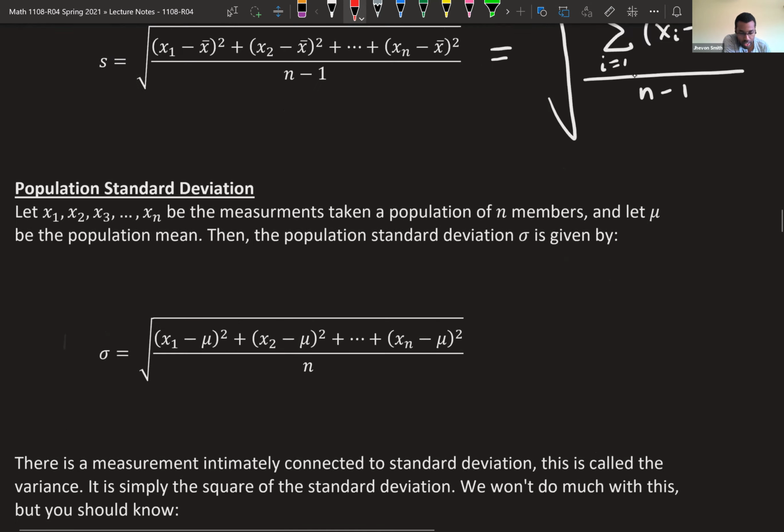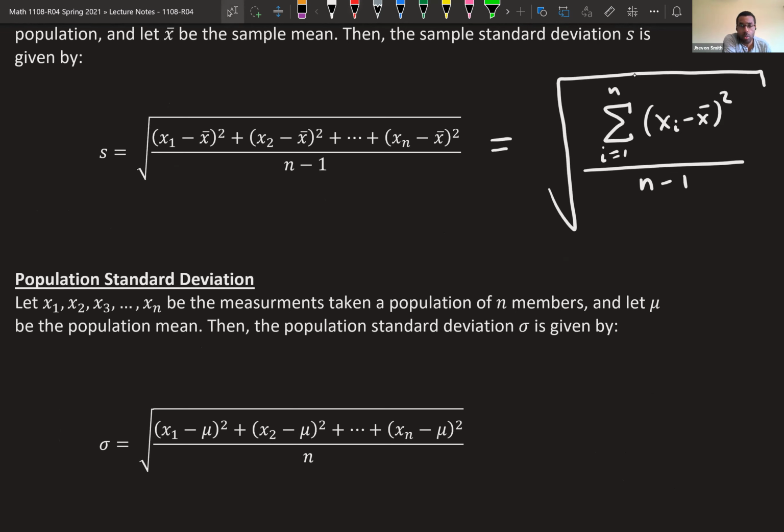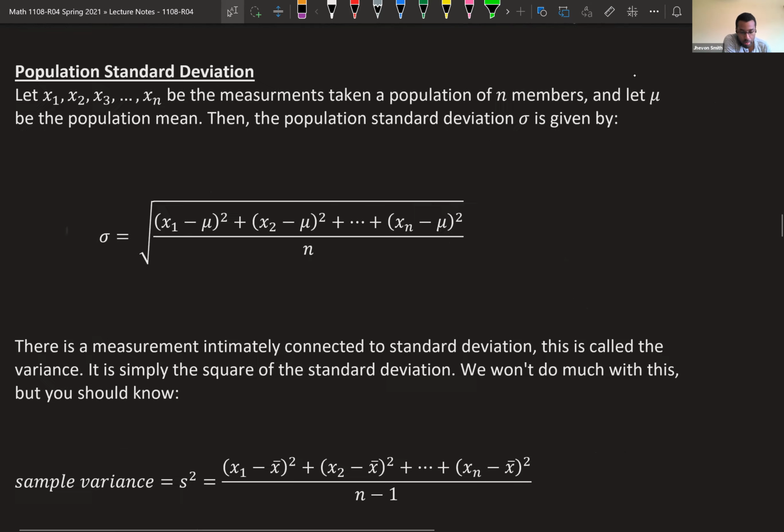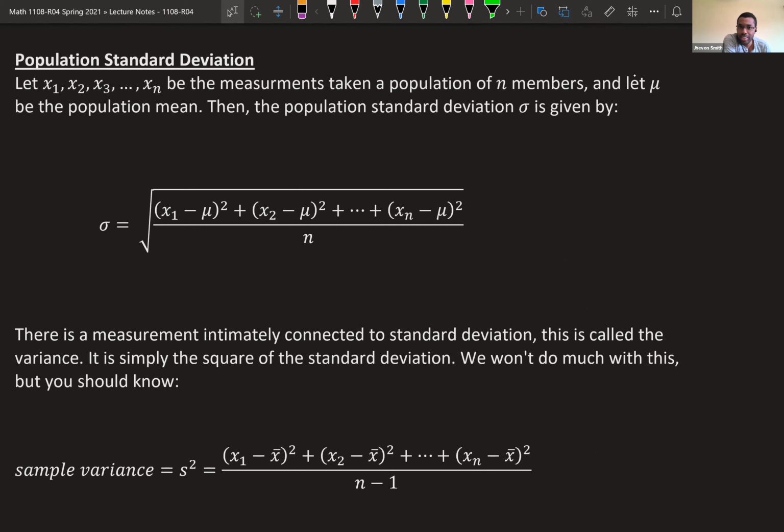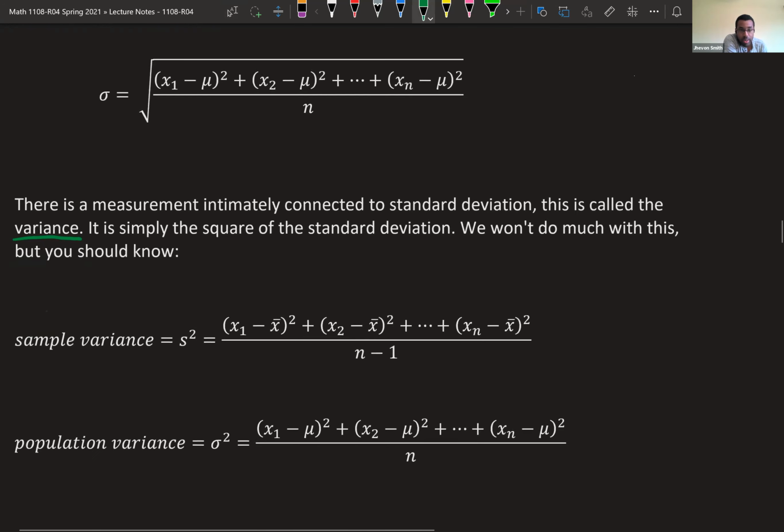The population standard deviation, if I assume that the x1 through xn account for everyone, is a very similar formula, except now it reminds you of the actual average where you divide by n and then you take the square root. There's another measurement that's very connected to standard deviation. It's called the variance, right? So we have the variance as well, which is simply the square of the standard deviation. So the sample variance is just s squared. The population variance is sigma squared. And these are the formulas.